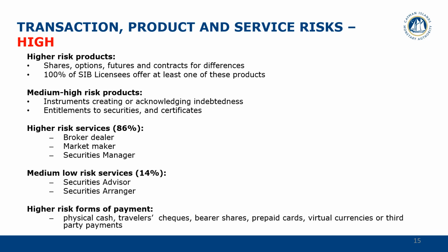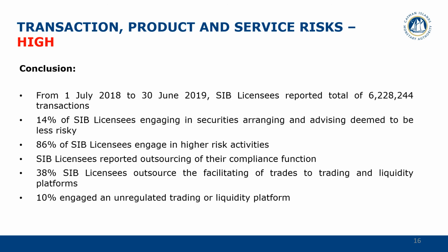Finally, there were higher risk forms of payment: physical cash, traveller's checks, bearer shares, prepaid cards, virtual currencies, or third-party payments. So the overall conclusion for the transaction, product and service risks was that there is a high risk that these could be vulnerable to money laundering. And that was on the basis of the fact that there were a large number of transactions, so between 1st of July 2018 to 30th of June 2019, over 6 million transactions, and that 86% of SIB licensees were engaging in higher risk activities.